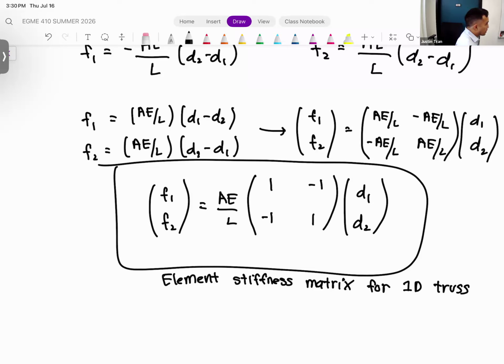All right, and so what you should notice, if you compare this element stiffness matrix to the one for the spring, you'll see that this is almost identical. The only difference is that the spring element stiffness matrix has the exact same form, except instead of AE over L, we have just the spring constant. So in some ways, the truss and spring are actually quite similar.